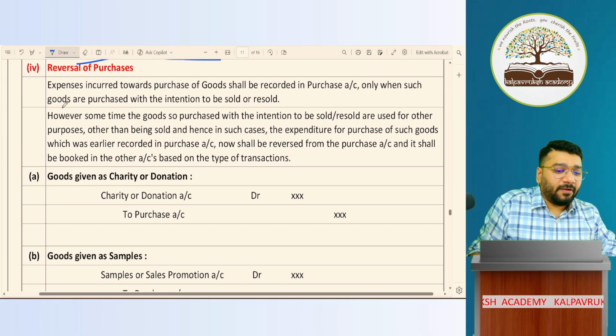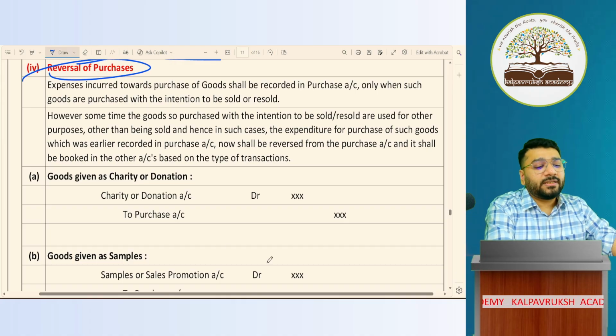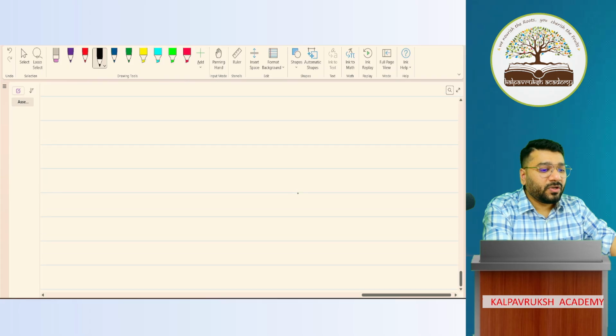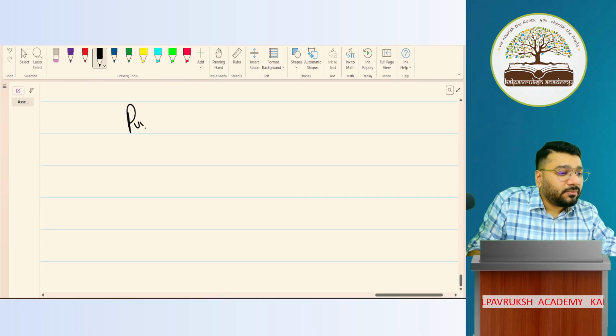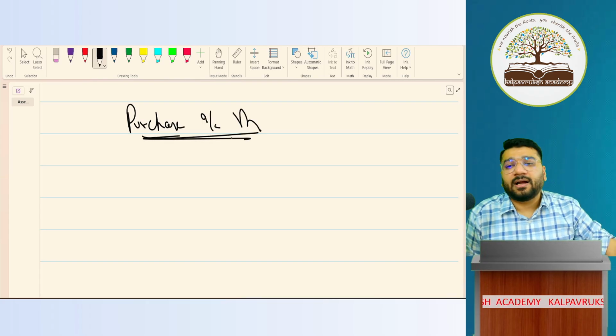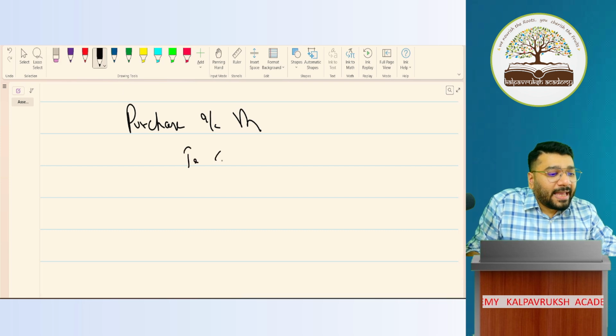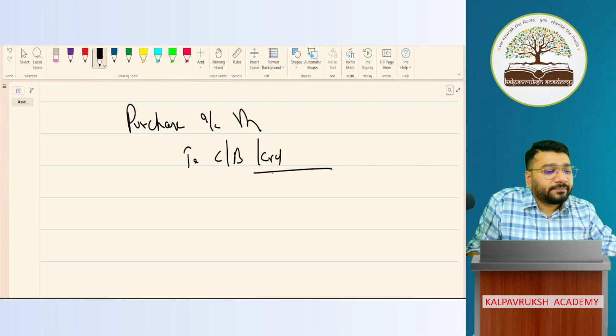Now, very quickly, a few topics on reversal of purchase. Tell me something. What is the journal entry for purchase? Purchase account debit. To what? To cash, bank or creditor.